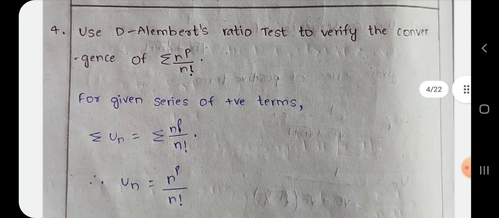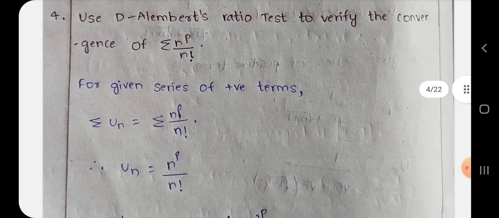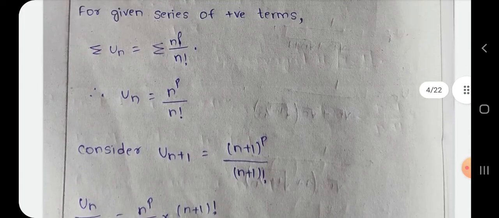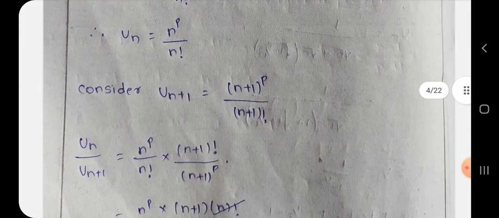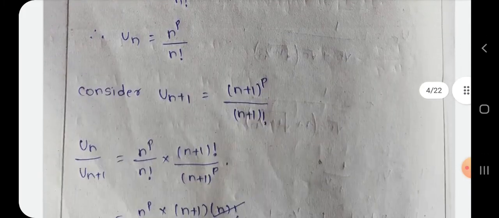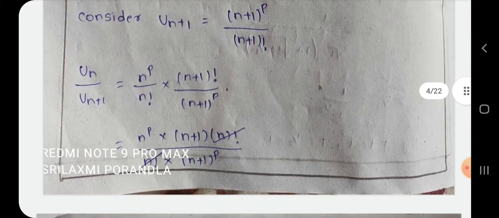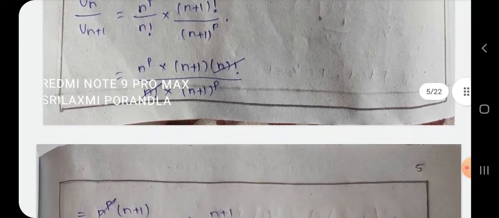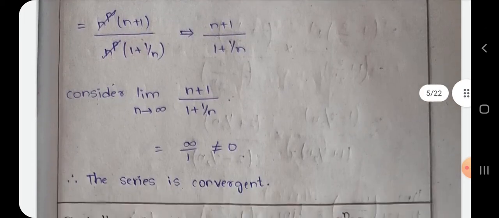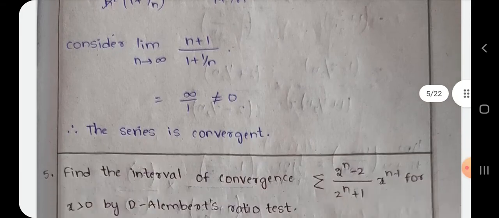Fourth problem, here is given, and there you are writing the general term, and here it is clearly mentioned that you are using D'Alembert's ratio test, finding un plus 1 and un by un plus 1. Just you are making the simplification, and after getting that you are substituting the limit, and you are getting an answer which is not equal to 0.